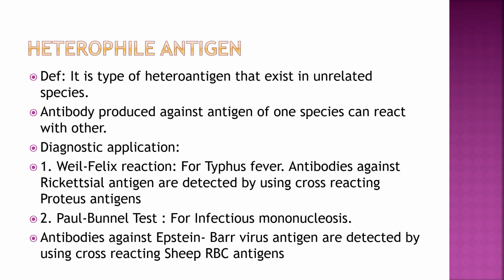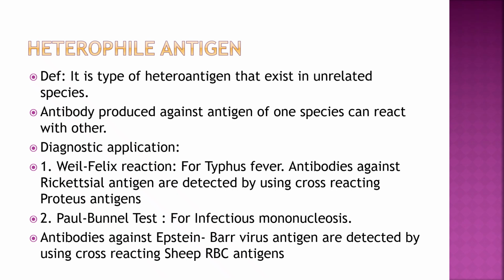Now we will see in detail about heterophile antigen. What is the definition? It is a type of heteroantigen that exists in unrelated species, that is, different species. Antibody produced against the antigen of one species can react with the other. So the mechanism is used as a diagnostic application in a few tests. The first example is the Weil-Felix reaction. It is used for the diagnosis of typhus fever. In that, antibodies against rickettsial antigen are detected by using cross-reacting Proteus antigens.